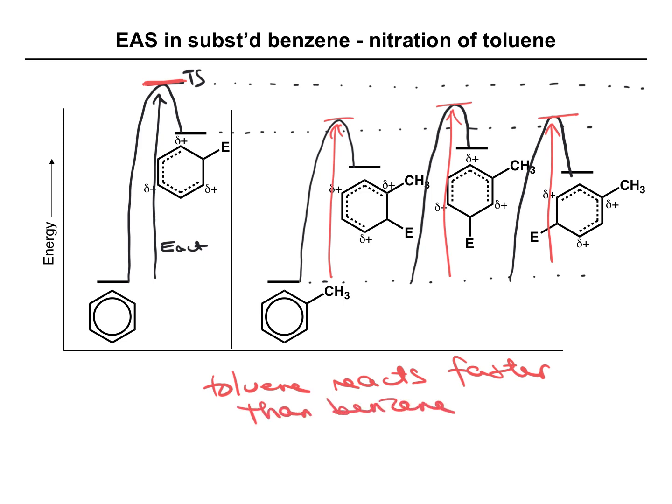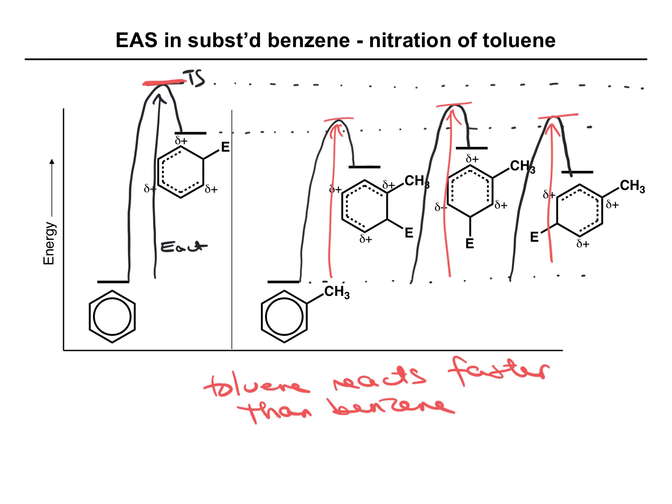Because the intermediates are more stable than the intermediates resulting from benzene, and the transition state leading to those intermediates is more stable than the transition state leading to the benzene intermediate, then the activation energies are going to be smaller, which means the reaction is going to be faster.